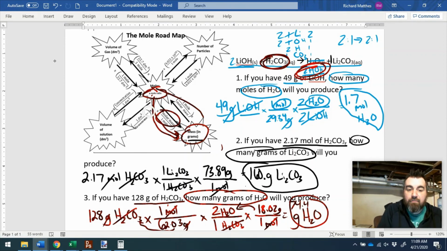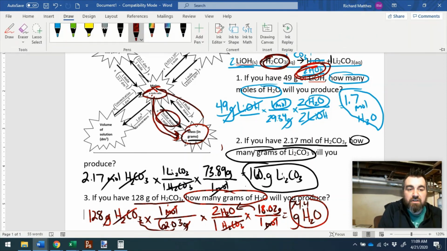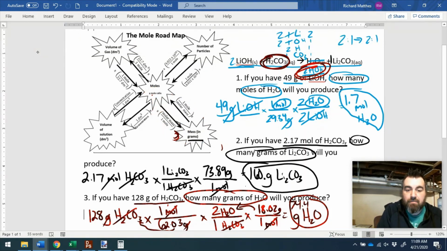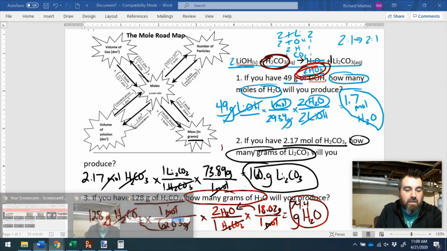All right, I hope that this is helpful to you. Remember, every time you go to moles, you're going to have to use the mole ratio. Every time. So from now until the rest of the year, you're going to have to do that. All right, I hope this helps, and I will talk to you another time.